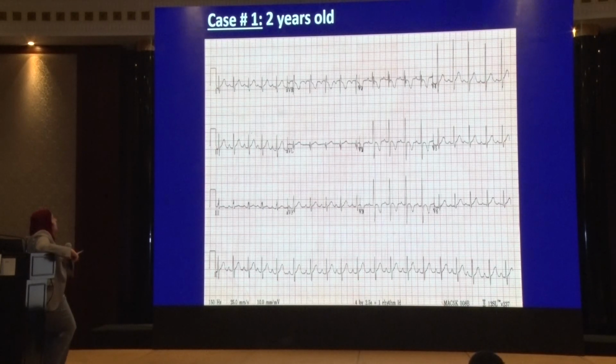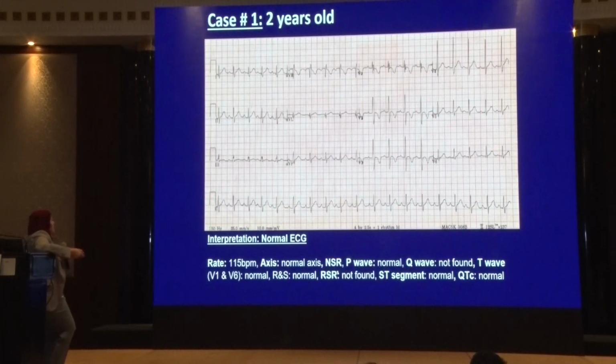Not significantly elevated. Okay, so this patient is normal. Rate is 115, axis is normal, normal sinus rhythm, P wave normal, Q waves not found in lead 1. T wave is normal in V1 and V6, RS normal, RS duration normal, ST segment normal, corrected QT normal.